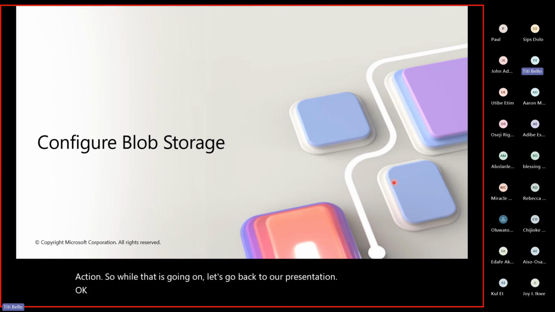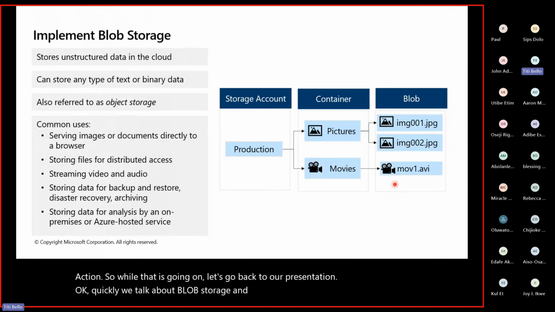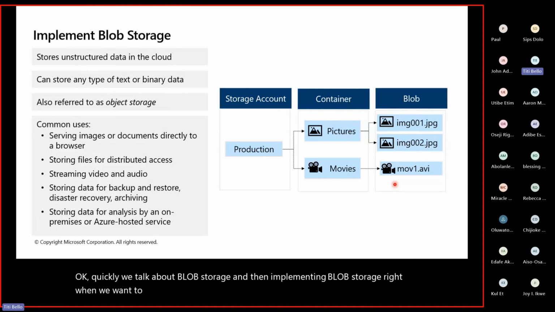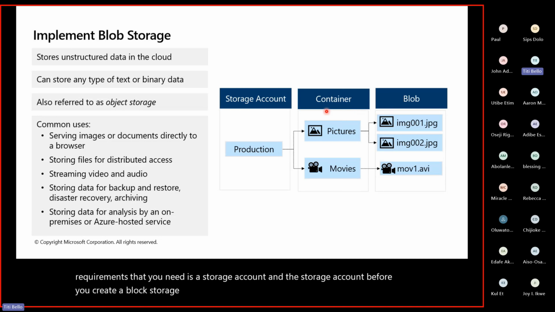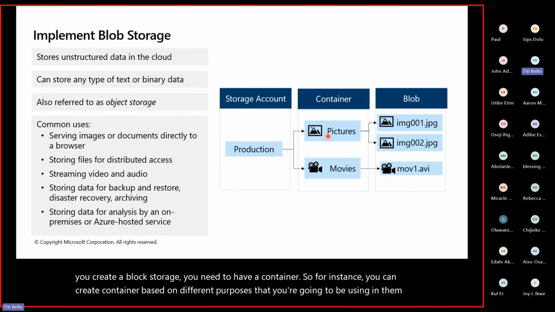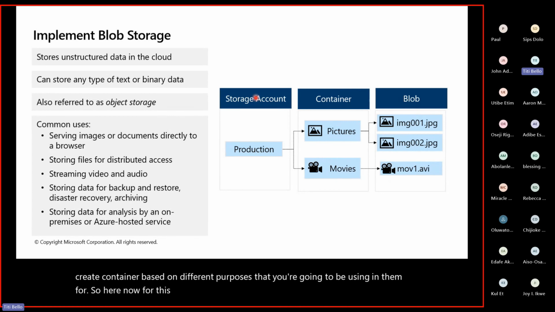Quickly, we talk about blob storage and then implementing blob storage, right? When we want to implement blob storage, like we have said, one of the requirements you need is a storage account. And before you create a blob, you need to have a container. For instance, you can create containers based on the different purposes you are going to use them for. So here, for this example, we have a storage account for core production. In the production storage account, we have two containers. One is for pictures or images, and the other one is for video files.